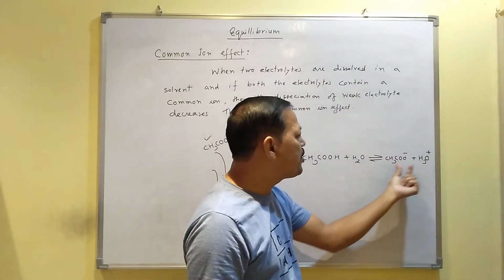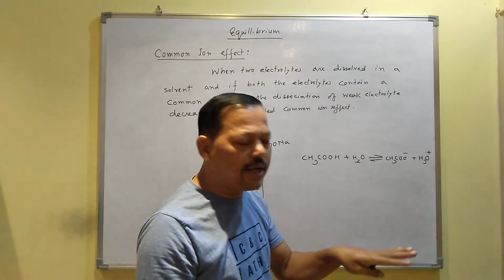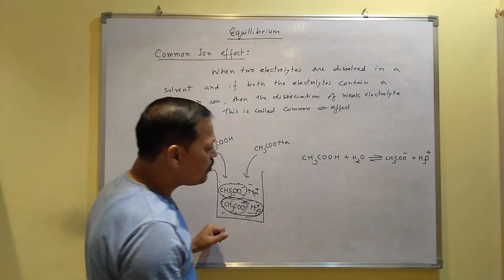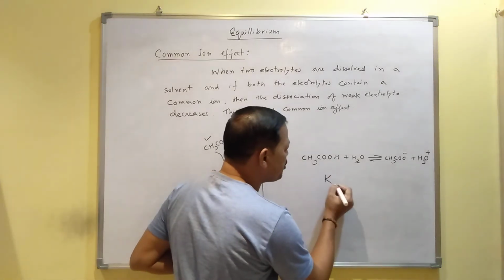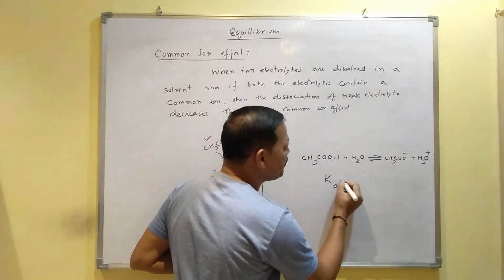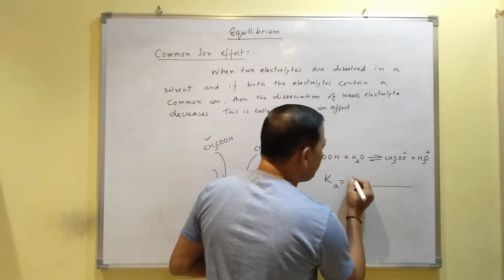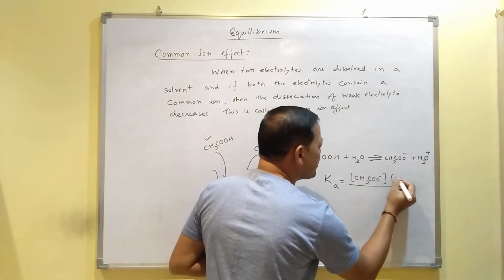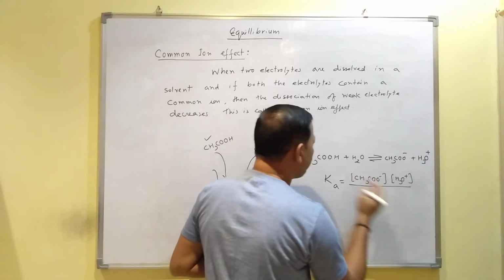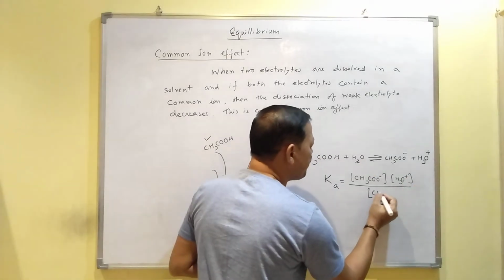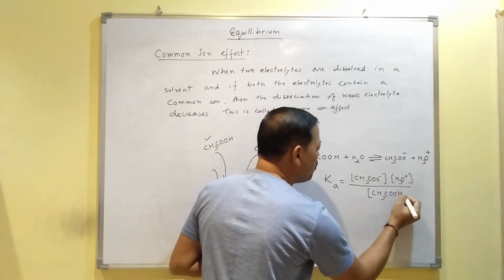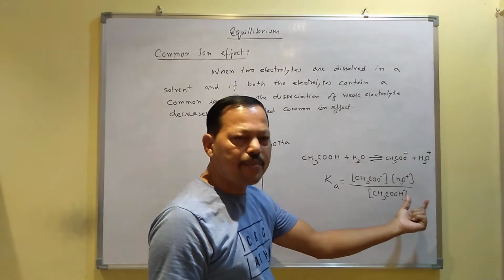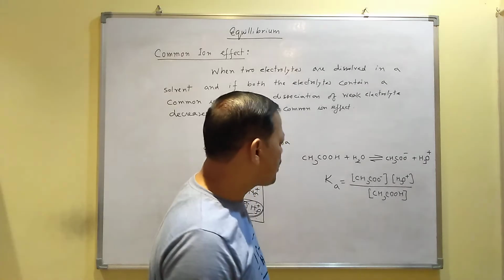So that is why inside the solution, you will get some dissociated ions and some undissociated molecules also. Due to the presence of these ions and undissociated molecules, they will form an equilibrium which is called the ionic equilibrium. Now, if you want to write the dissociation constant of the acid, Ka, it will be the multiplication of the concentration of the products divided by the concentration of the reactant, I mean the concentration of CH3COOH. Water concentration remains constant, that's why there is no need to write water.